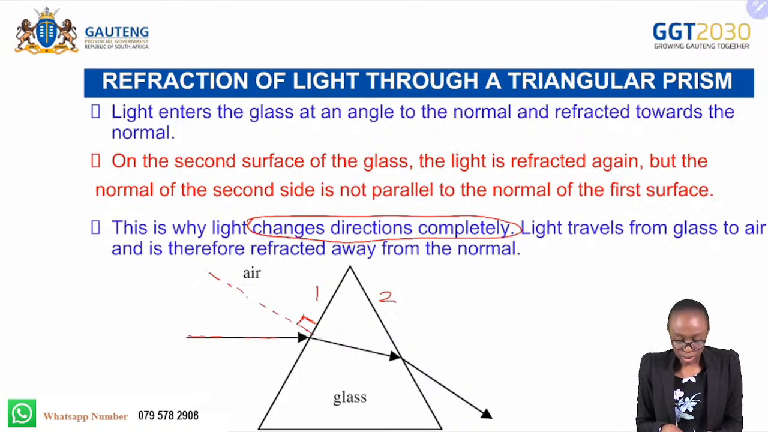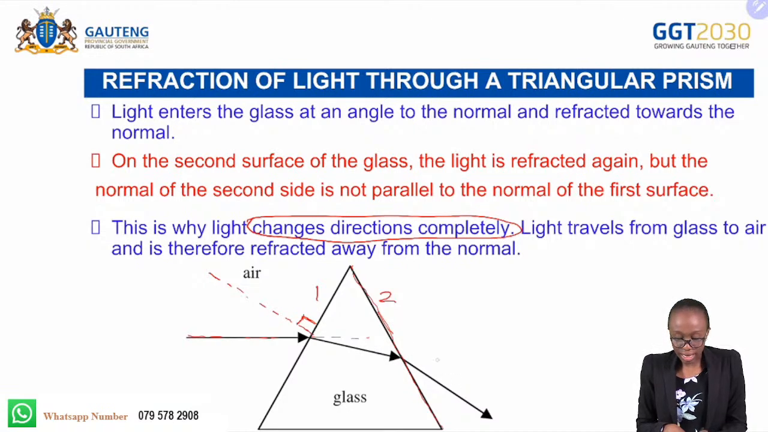You see it has refracted, the light bends. It's no longer moving in this straight direction. So when it reaches the second surface, which is the second surface? This is the second surface here. This side is the second surface. So when it reaches the second surface of the glass, it is refracted again.